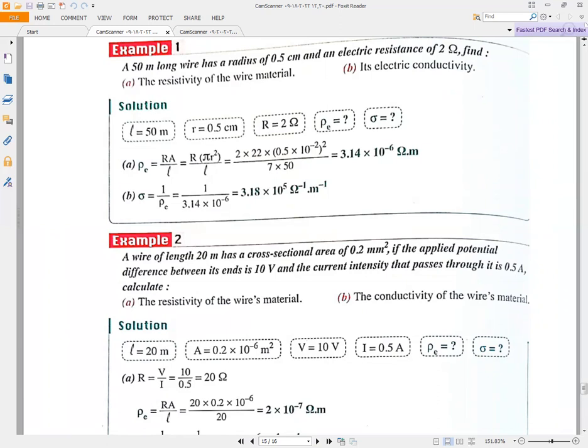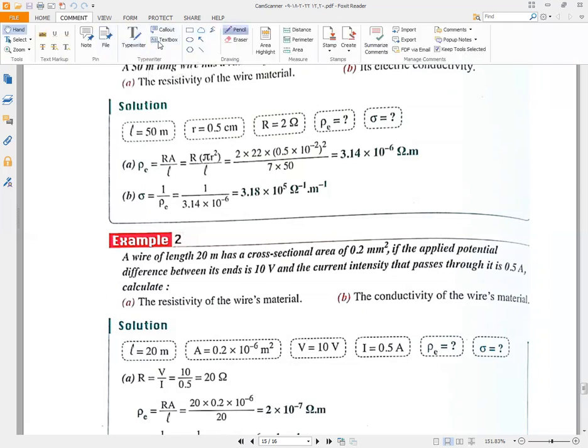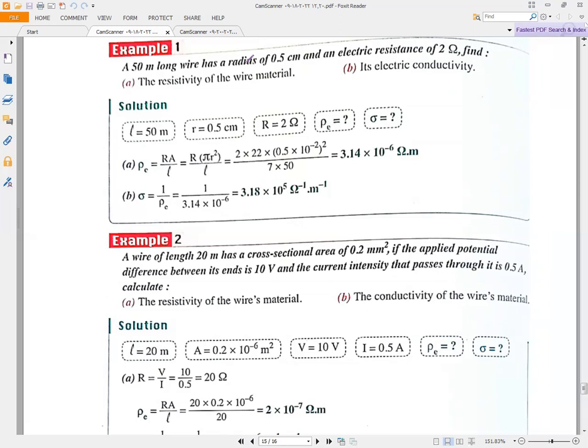We have the cross-section area and we have the length. What about R, the electric resistance? Electric resistance equals V, from Ohm's law, equals V over I. V over I is 10 over half, which equals 20. This is the electric resistance. And use your calculator, you will get the electric resistivity. The electric conductivity is 1 divided by the electric resistivity.